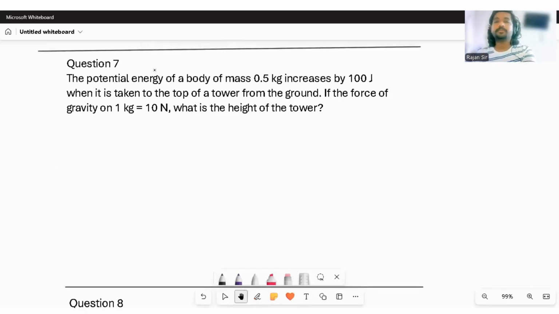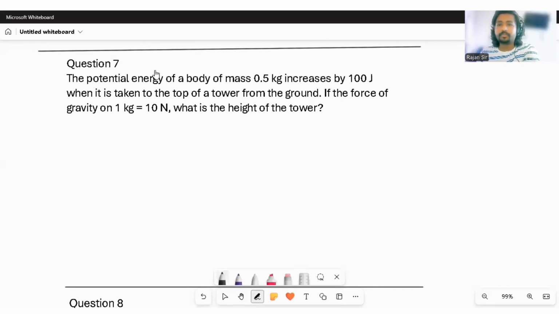The potential energy of a body of mass 0.5 kg increases by 100 joule when it is taken to the top of the tower from the ground. If the force of gravity on 1 kg... Now remember, when it is from the ground, we are basically talking about a normal height. But if it is, let's say, from 4th floor to 5th floor or 4th floor to 10th floor, then there's an increase or change in potential energy.